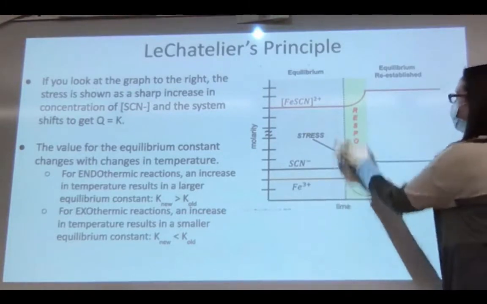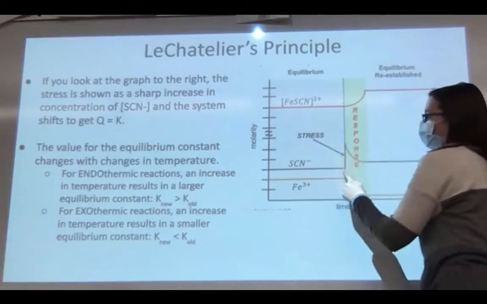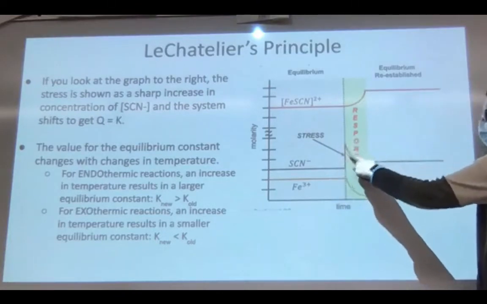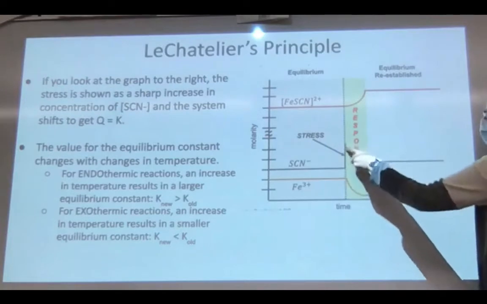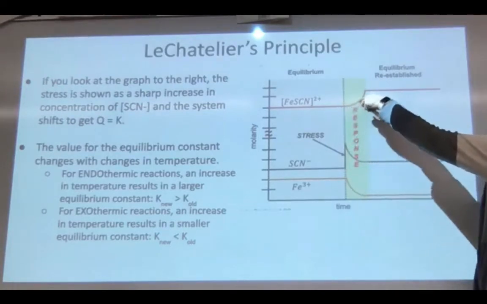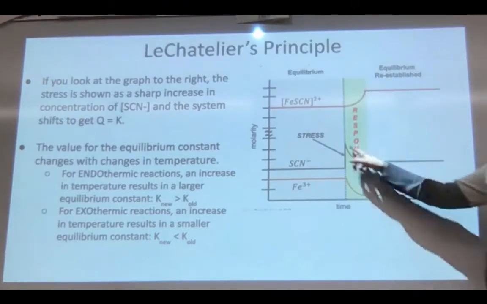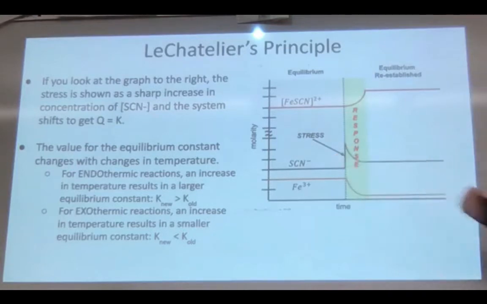Well, then this highlighted part, this is how the system is responding. When it's responding, that's like it's shifting. There are different words for it, like balancing back out. And so if you add SCN minus, you'll notice that SCN minus and Fe3 plus decrease. FeSCN2 plus increases. So it's shifting in a way that you're trying to undo that stress that was done.